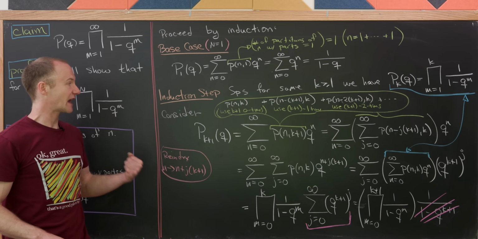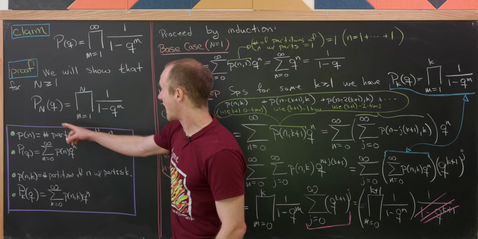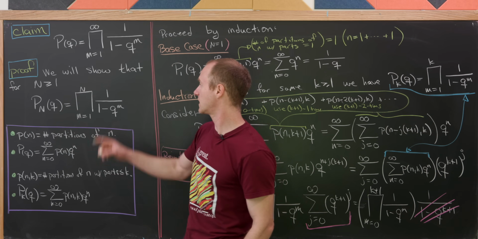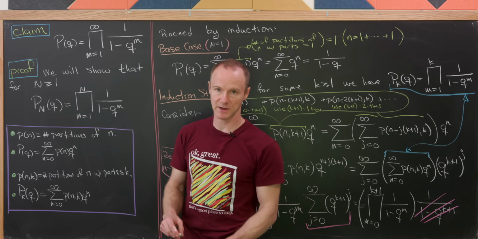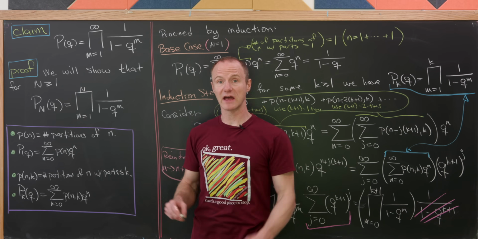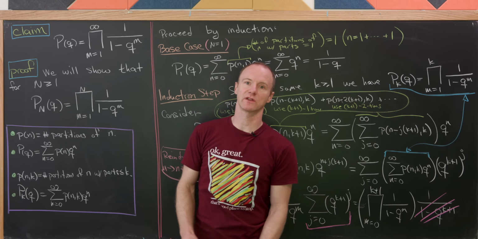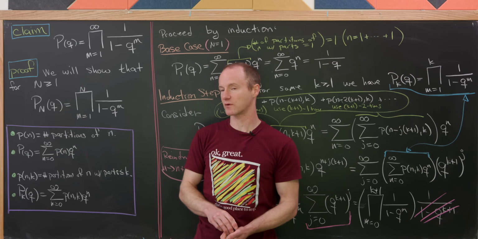Now we have our careful proof that p sub n of q is equal to the product as m goes from 1 to capital N of 1 over 1 minus q to the m. And like I said, from here all we have to do is take the limit of both sides, giving us this classic formula for the generating function of the number of partitions of n.